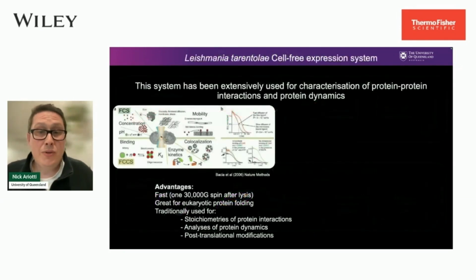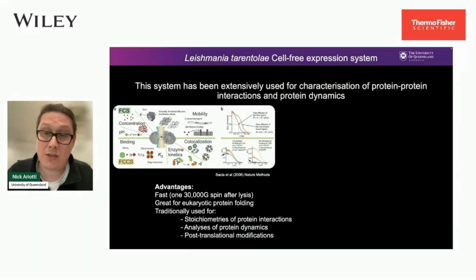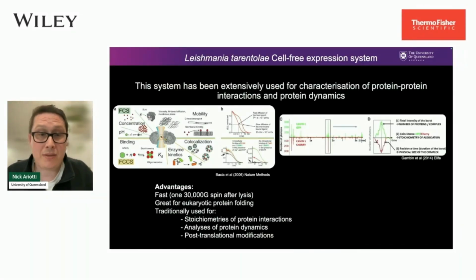This system's been used extensively for characterization of protein-protein interactions and protein dynamics using single molecule detection methods like fluorescence correlation spectroscopy and fluorescence cross-correlation spectroscopy. Its major advantages are that it's fast to generate the lysate and it can be prepared quite simply. It's a eukaryotic cell, so it's great for eukaryotic protein folding. And as I said, it's been used for stoichiometry analyses. You can use it to look at protein dynamics, and you can modify proteins with post-translational modifications. And these are all things that we have done in the past with this system.